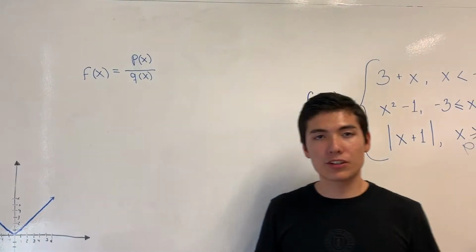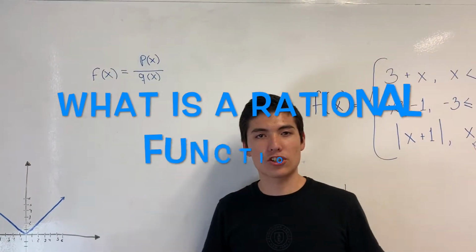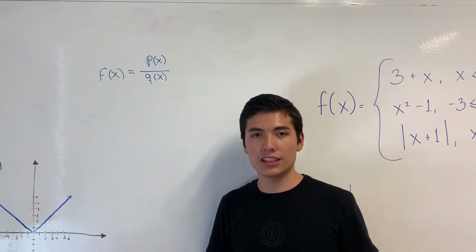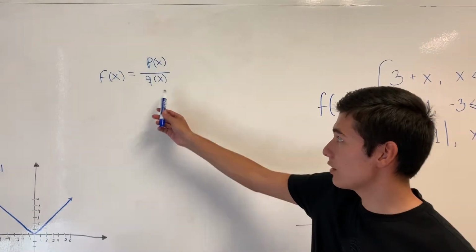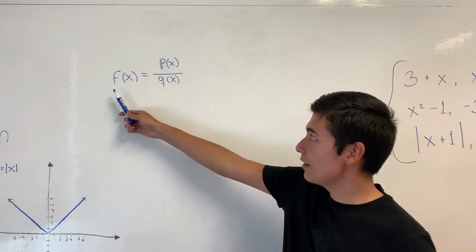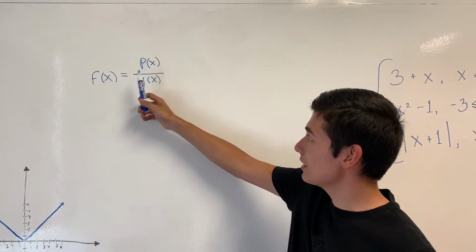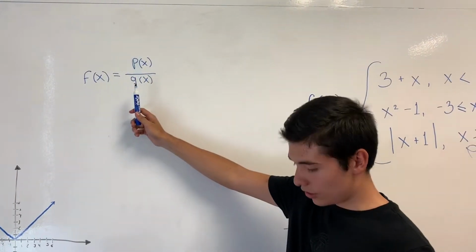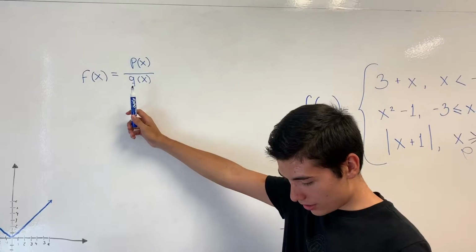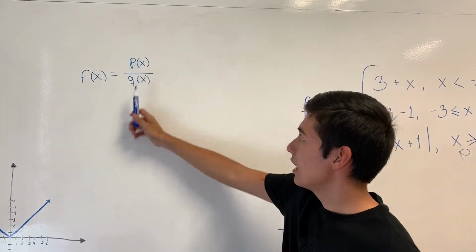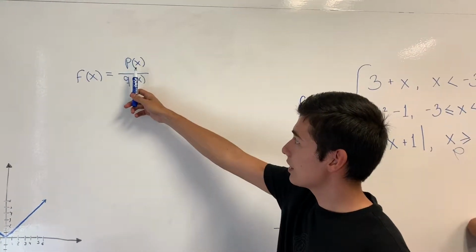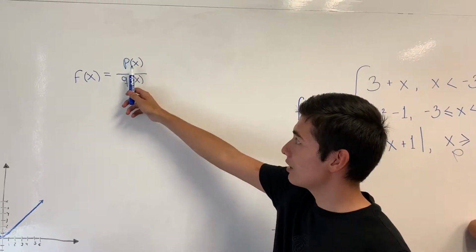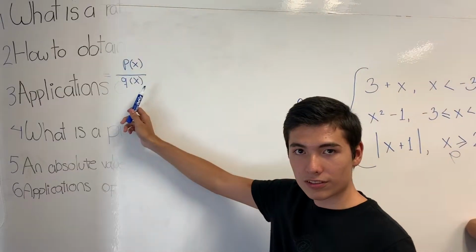The first question is, what is a rational function? A rational function is the one that is represented in this equation. It is f of x equals p of x over q of x, where p of x and q of x are polynomials. The value of x can be any number except a number that makes q of x 0.